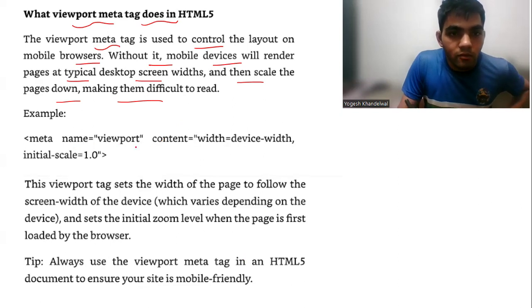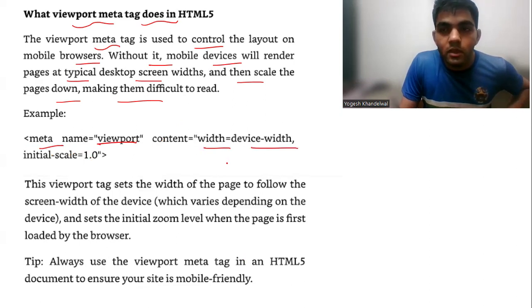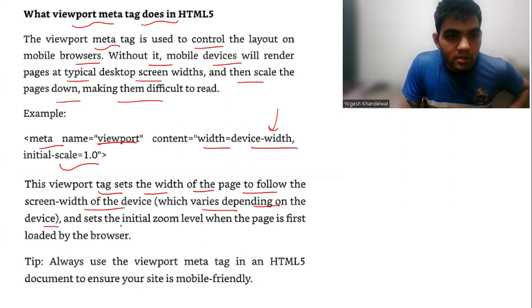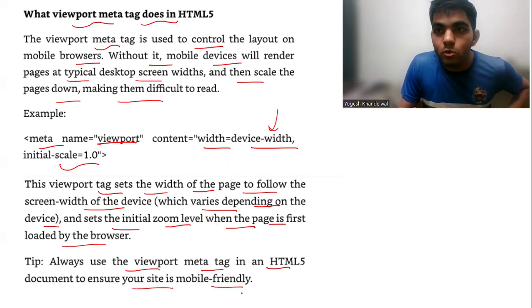Here we use meta, then name, then content equal to width, and here we are using width equal to device-width. If we are using the desktop, it will take the width of the desktop. If we use mobile, it will take the width of the mobile, and for initial scale we are using 1. The viewport tag sets the width of the page to follow the screen width of the device, which varies depending on the device, and sets the initial zoom level when the page is first loaded by the browser. Always use the viewport meta tag in an HTML5 document to ensure your site is mobile friendly. Here it adjusts width according to your device.